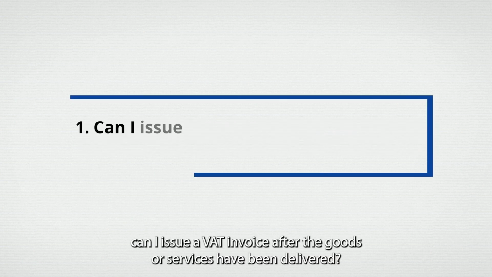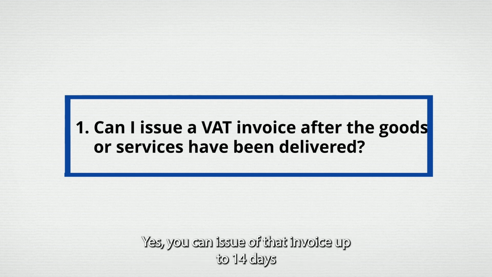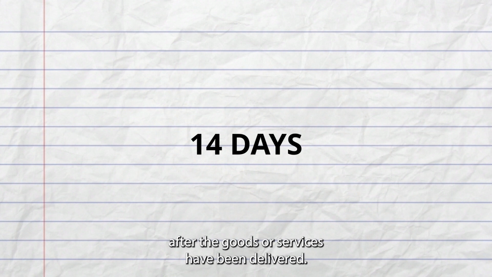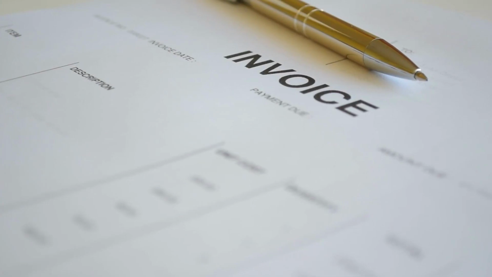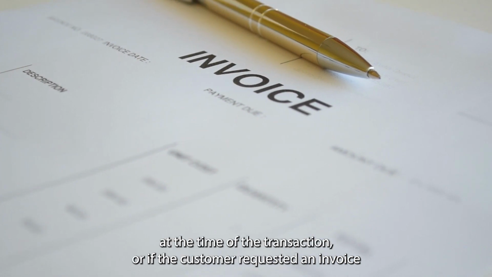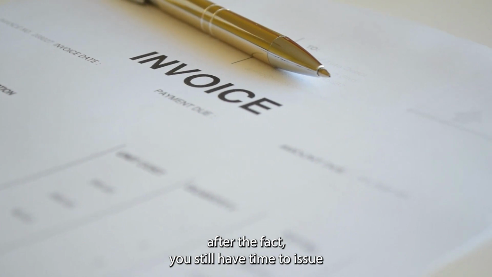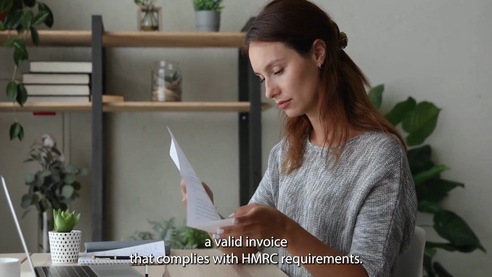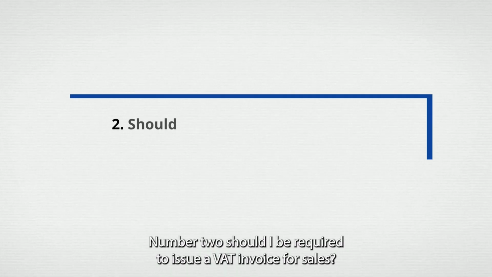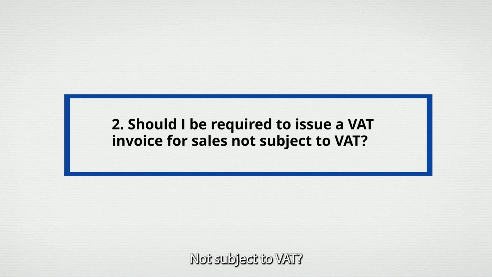Number 1. Can I issue a VAT invoice after the goods or services have been delivered? Yes, you can issue a VAT invoice up to 14 days after the goods or services have been delivered. This means that if you forgot to issue a VAT invoice at the time of the transaction, or if the customer requested an invoice after the fact, you still have time to issue a valid invoice that complies with HMRC requirements.